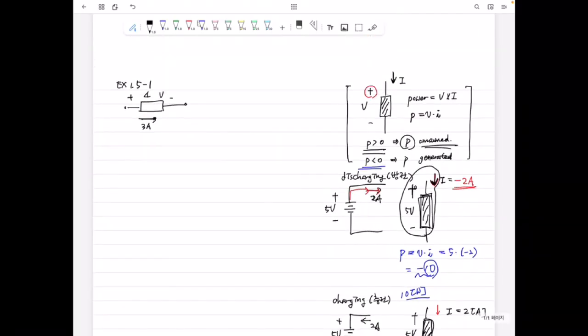So in this example here, 3 ampere is going into the positive. So the power is 4 times 3, which is 12 watt. 12 watt is absorbed.